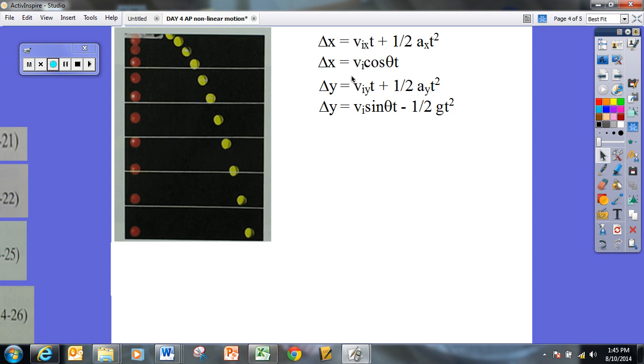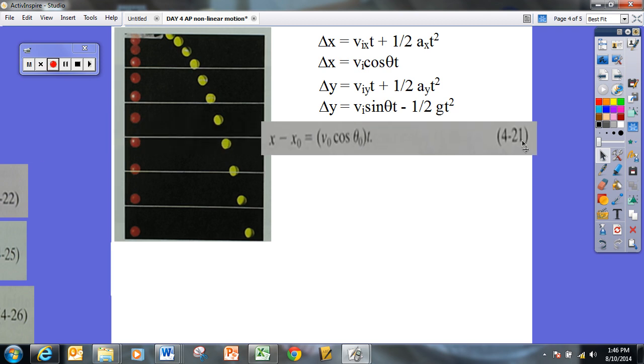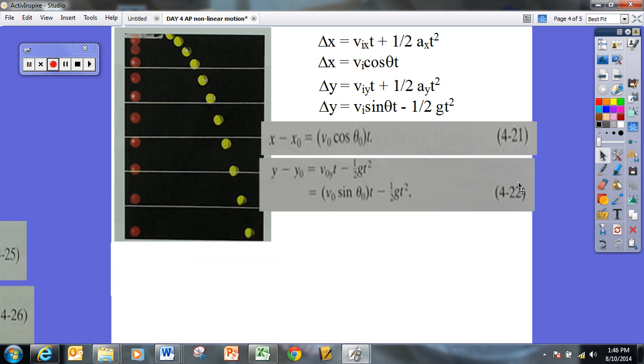This should be enough to deal with all projectile problems, that you have these two motions going on independently of one another, but simultaneously, that it is the same time in each of these two equations. From the book, we get this equation, which of course is just this equation here, although instead of v sub i, they use v sub 0, the velocity at time 0. And this equation, which again is identical to that one there, so there's nothing new.